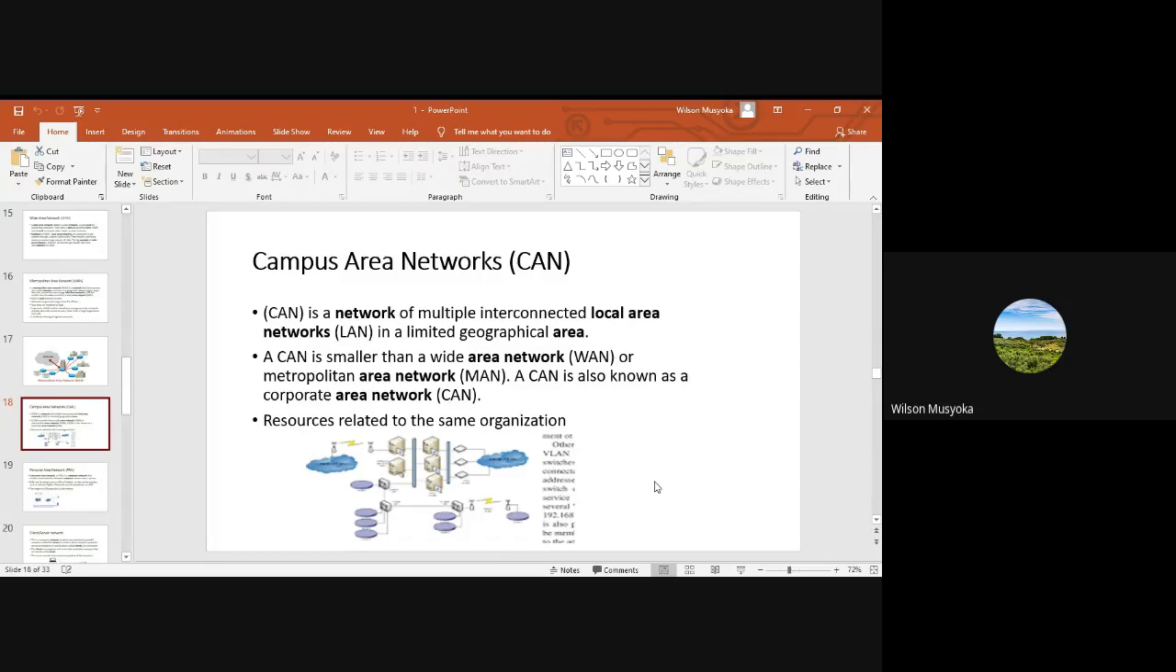It could be a network belonging to one institution, like a university, but this university is spanning several kilometers. That is why we call it a campus area network or a corporate area network, because it just belongs to one organization, so it easily could be a local area network. But since it has gone beyond the 1 kilometer radius limit, then it becomes a campus area network.